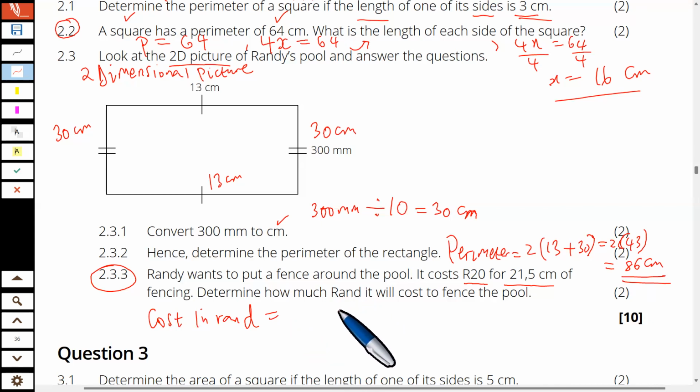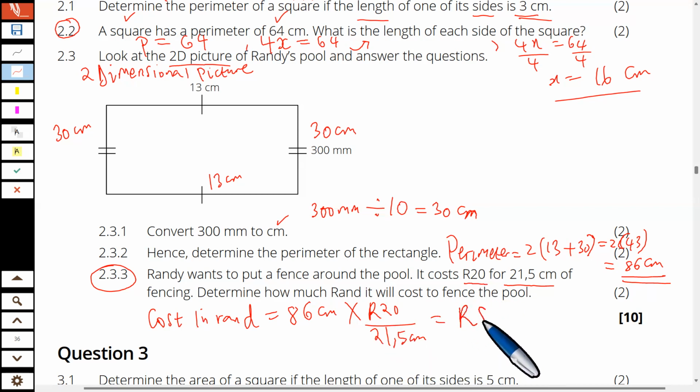Right, you need to learn a couple of things, obviously. You need to learn that you have 20 Rand, but now to get the cost in Rand, you need to look at the total amount of fencing that this guy needs to have. So the perimeter is actually 86. And therefore you multiply that by 20 Rand. 20 Rand for 21.5 centimeters. And therefore you get the answer. If you do the calculation, you get exactly 80 Rand.